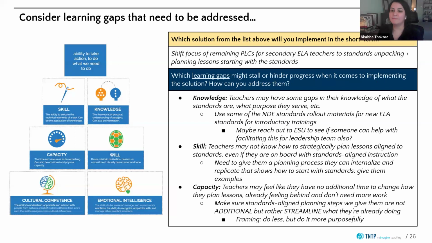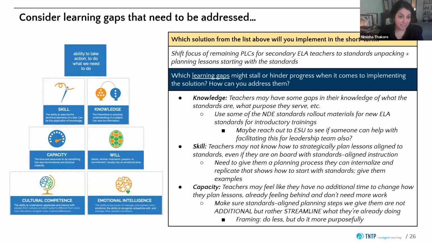So now that I'm, for example, let's say with this particular solution, maybe I know that my teachers have some knowledge gaps in their understanding of the standards, like some of them don't even know where to find their standards. Maybe I also know that some of my secondary ELA teachers have a skill gap. Maybe some of them have a capacity gap. They feel like they have no additional time to plan better lessons. So I want to think through these roadblocks so I can think about how I can proactively address them.